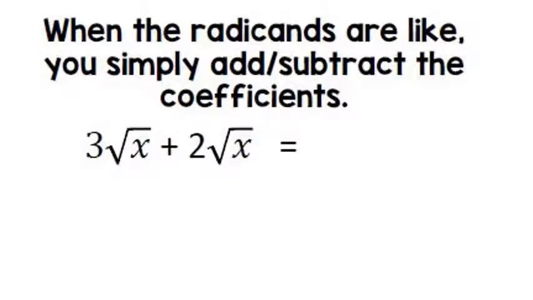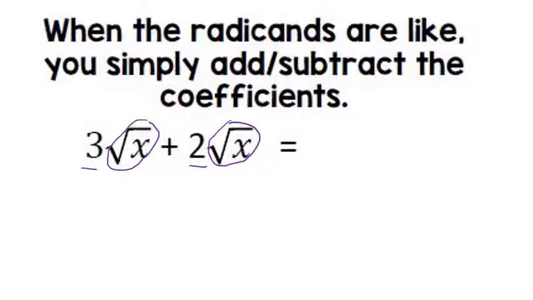The first thing when we're adding and subtracting, we are going to simplify by adding and subtracting the coefficients. That's these numbers in front of our square roots. First of all, notice these are like radicals. They are both square root x. What's underneath the radical symbol has to be the same in order for us to add and subtract them. They are both an x, so I can add and subtract these square roots.